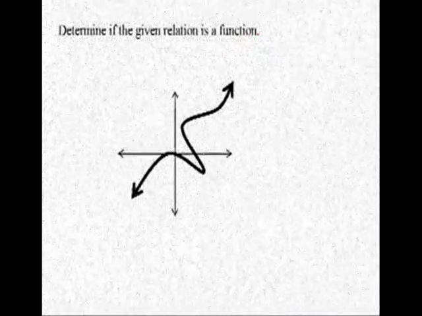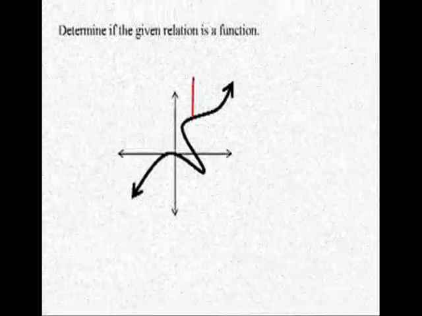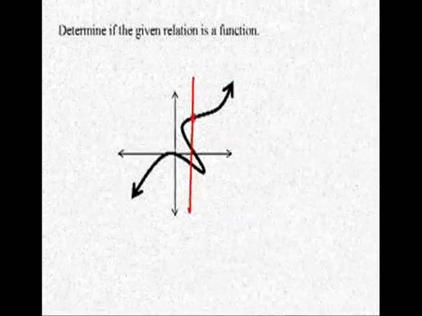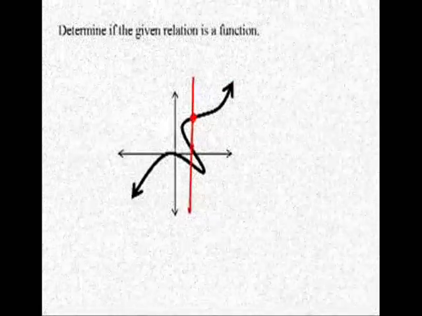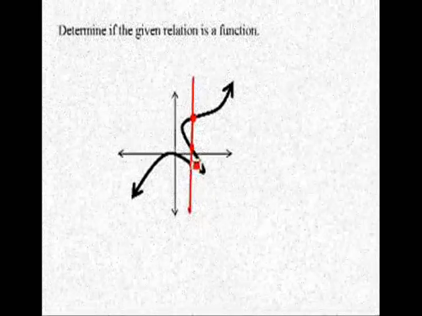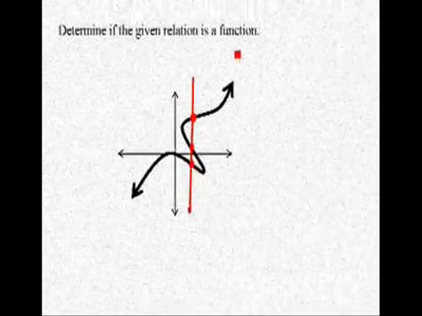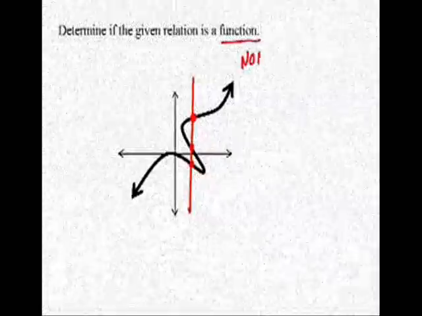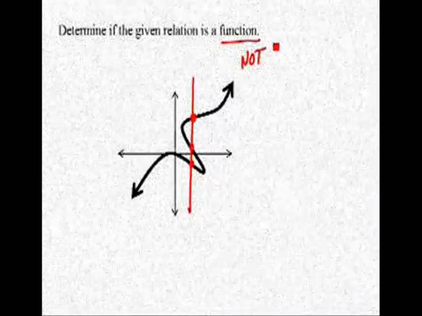For this graph, we can use the vertical line test, and we observe that this vertical line intersects the graph more than once. Therefore, this is not a function.